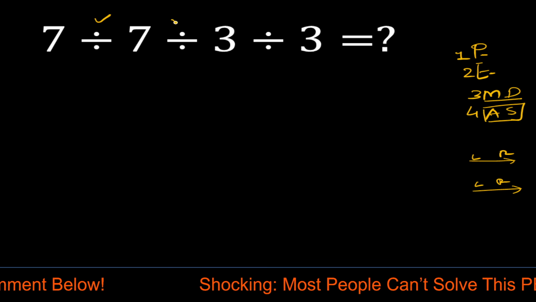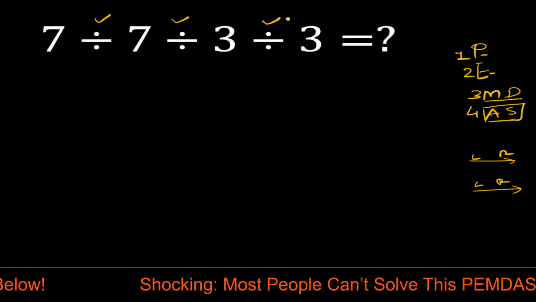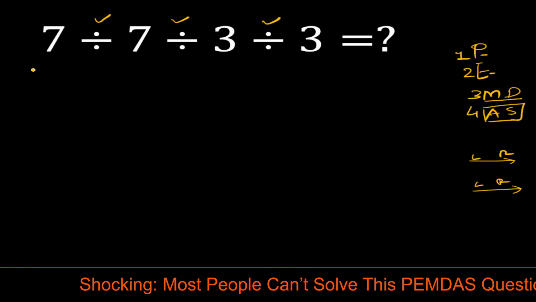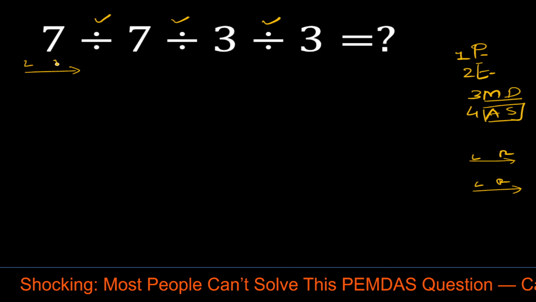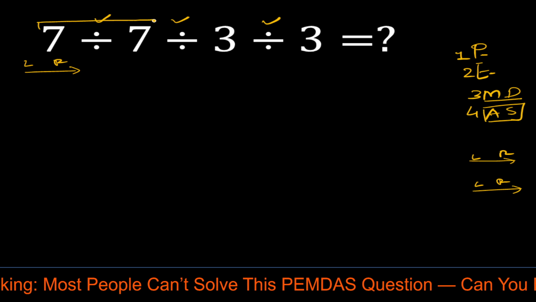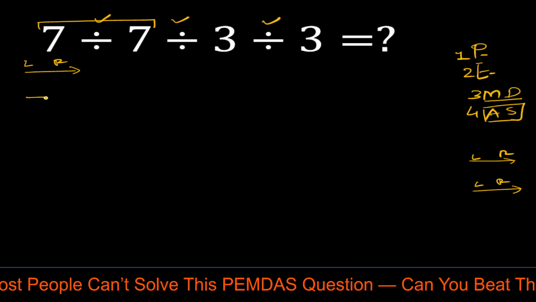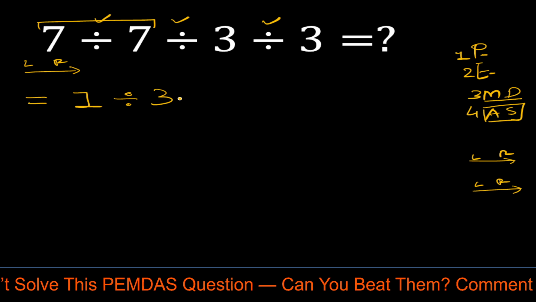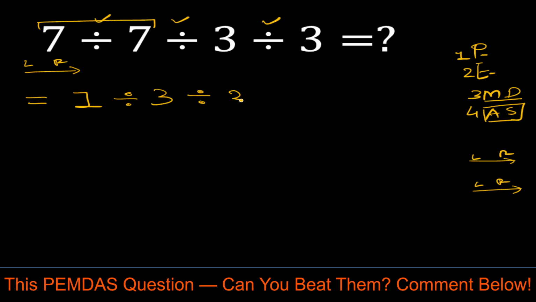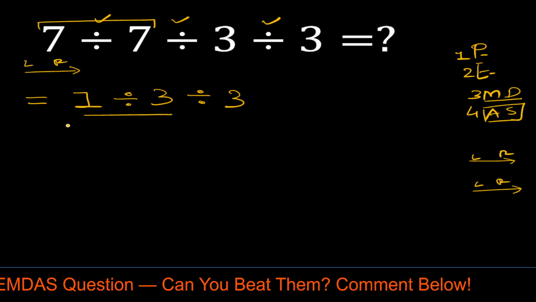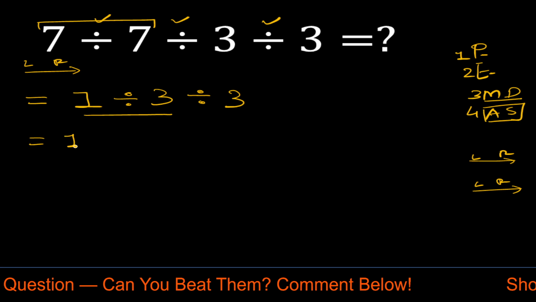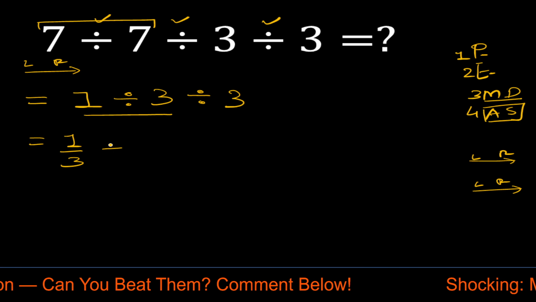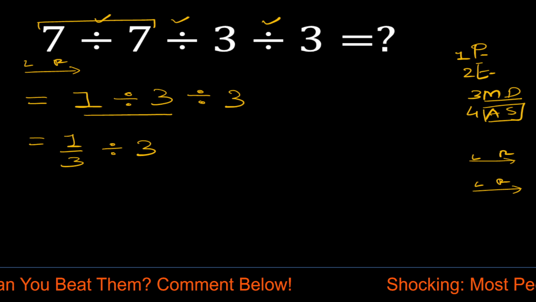So here we have one division, here division, and here division, and all have equal priority, so we have to solve it from left to right. So first we have to solve this division, right? So 7 divided by 7 is equal to 1, divided by 3, divided by 3, right? Now 1 divided by 3 can be written as 1 upon 3 divide 3, right?